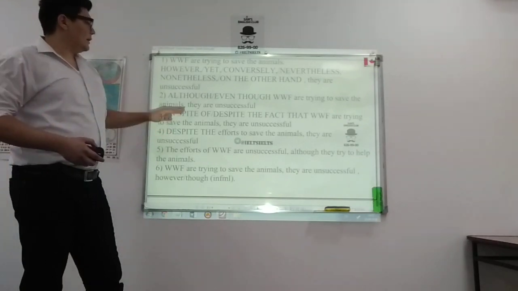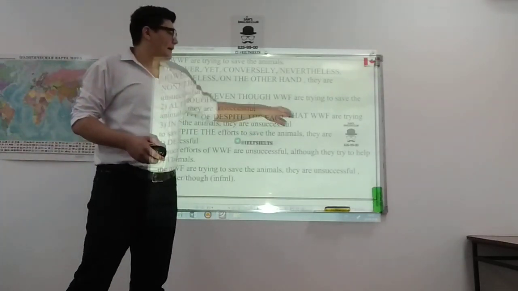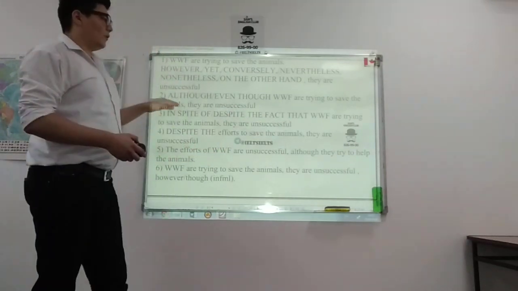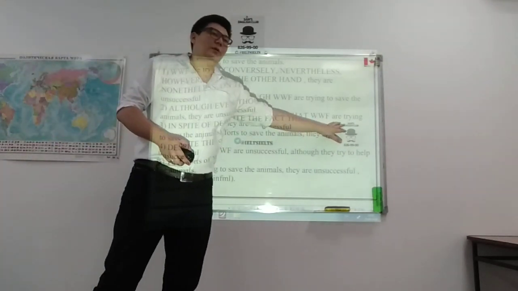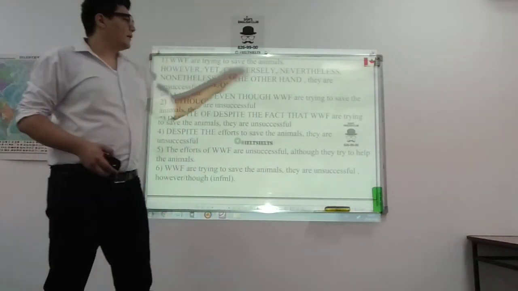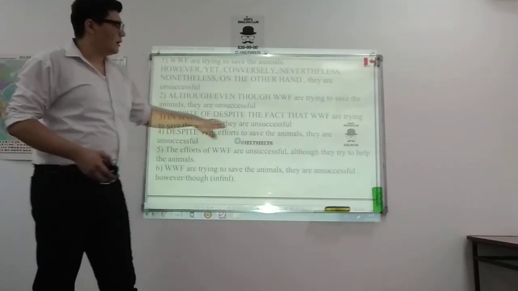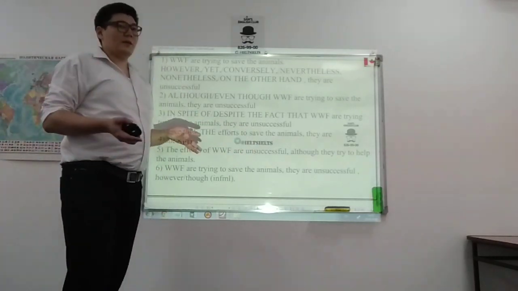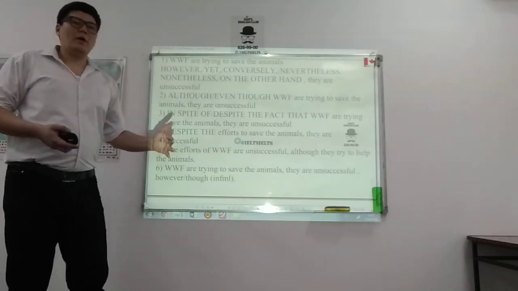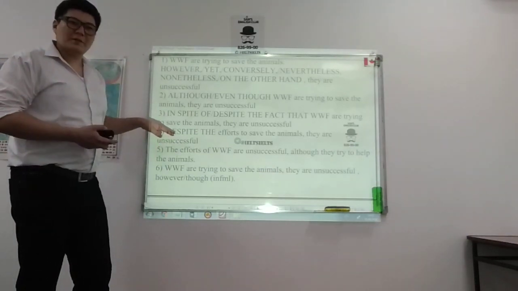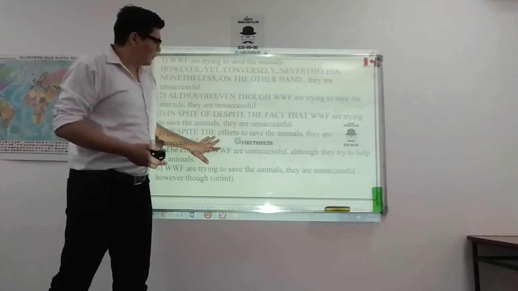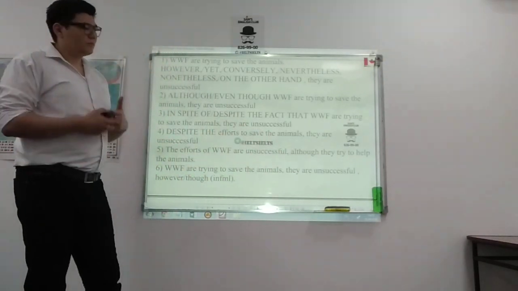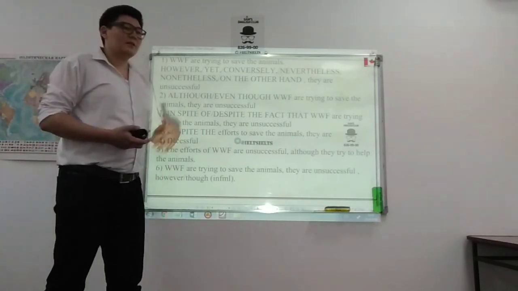But then you can also say in spite of the fact that, or despite the fact that. So why did I put the fact that? Because I put subject verb here. And I say in spite of the fact that WWF is trying to save the animals, they aren't successful. But usually we use in spite of and despite with a noun phrase. Like despite what? Despacito. It sounds like despacito. Despite the efforts to save the animals, they are unsuccessful. So, like, even if we have some efforts, still it's not successful.